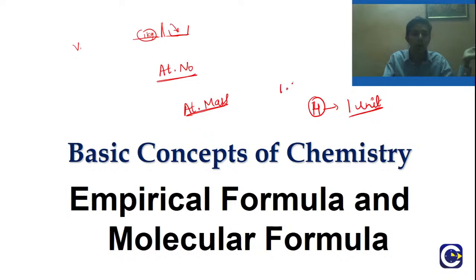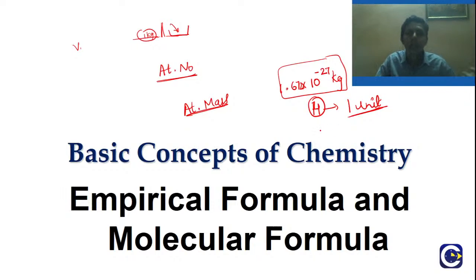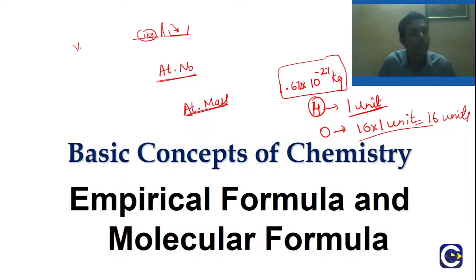Now we know that it is 1.6 into 10 power minus 27 kg. 1.672 or 675 into 10 power minus 27 kg, which is too less, isn't it? So this they couldn't find. So what they did, they considered hydrogen to be 1 unit. Then if someone is asking what is the atomic mass of oxygen, they compared oxygen with hydrogen. They told, okay, oxygen is 16 times more than hydrogen. So 16 into 1 unit. So it is 16 units. Getting it? So this is how they came up with the idea of atomic mass.